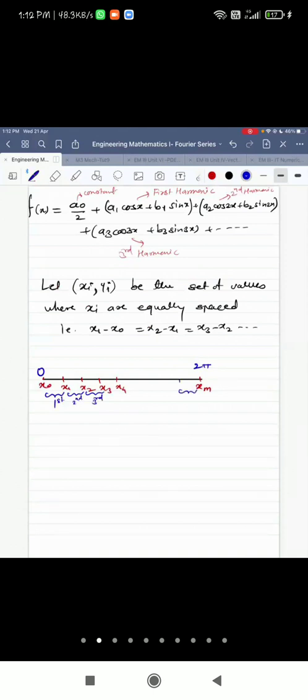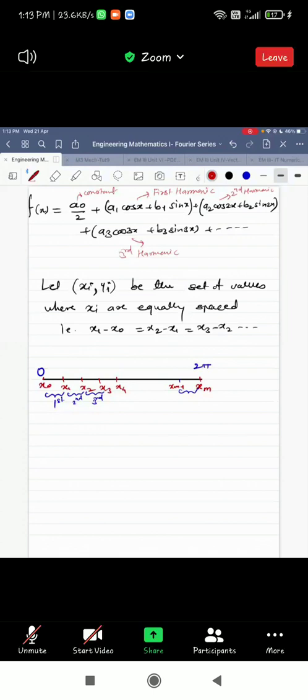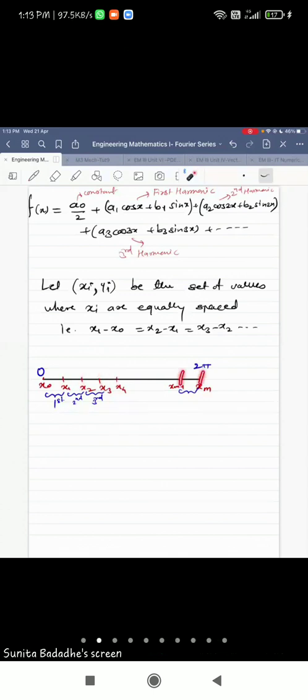So can you tell me here, if I am having xm minus 1, how many parts I am having in this particular interval? Up to x there are 3 parts. So up to xm, how many parts will be there? Up to x1 there is 1 part, up to x2 there are 2 parts, up to x3 there are 3 parts, up to x4 4 parts. Here m minus 1 parts, and up to here there will be m parts. Getting my point? So there are m parts.